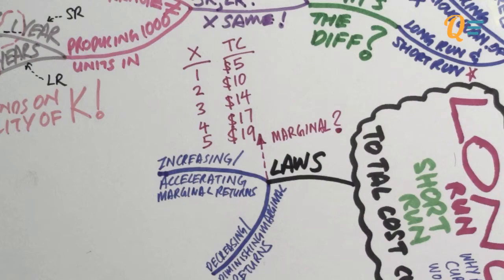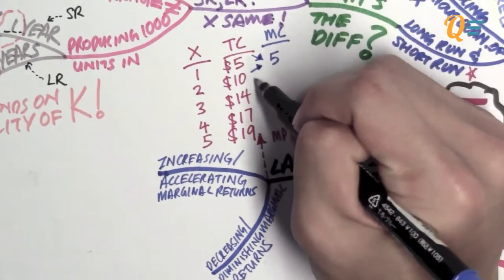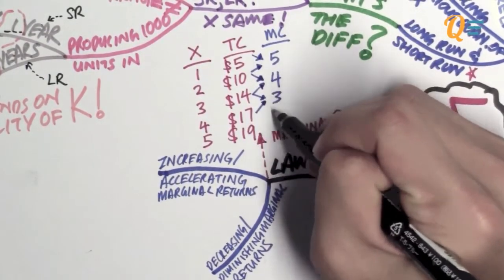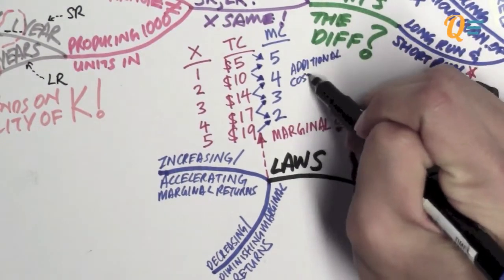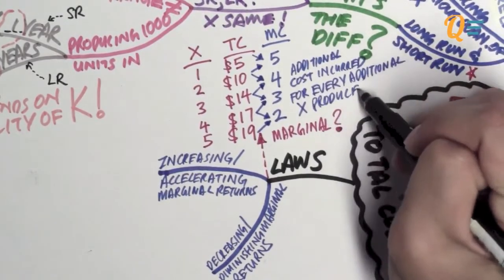Now I'm going to add a column to the right, and that will be marginal cost. You will notice that I'm going to take the difference between each increment of the total cost. So I've got 5, 4, 3, and 2. That is how I get my marginal cost. That brings me to the definition of marginal cost. Marginal cost is simply the additional cost incurred for every additional X I produce.